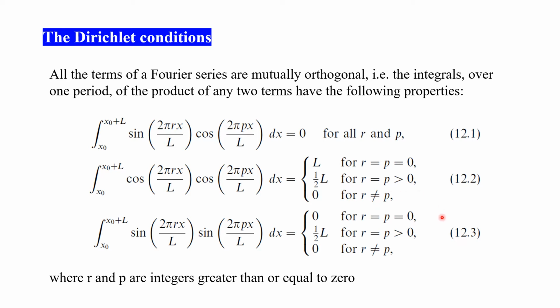The third property is that the integral from x0 to x0 plus L of sine 2 pi Rx over L times sine 2 pi Px over L dx is equal to 0 for R equal to P, which is equal to 0. It is equal to 1/2 L for R equal to P but greater than 0, and it is equal to 0 for R that is not equal to P. Here, R and P are integers greater than or equal to 0. Later, we will be using these properties to simplify some expressions.